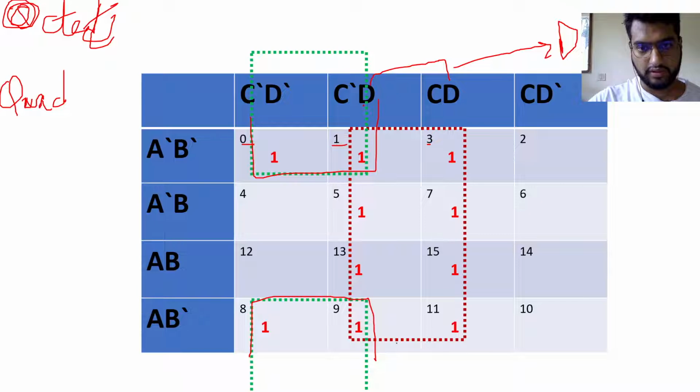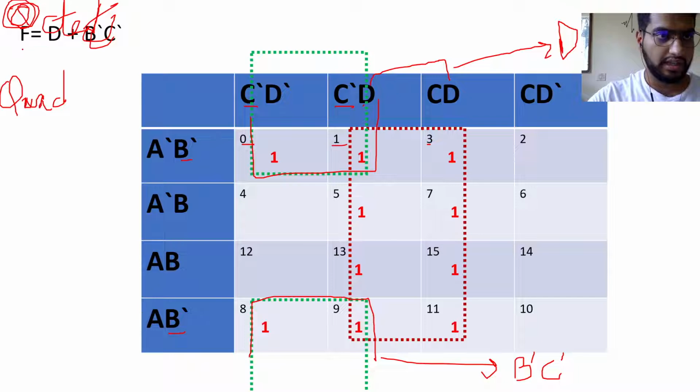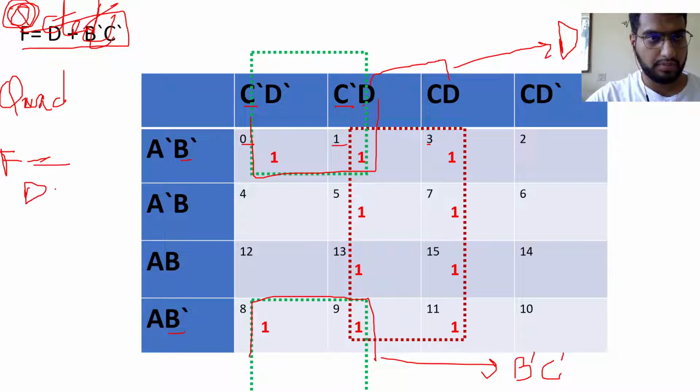And this chord will give us a term. A is changing. This will give us a term b dash c dash. So our final minimized expression after solving this four variable k-map according to the given conditions will be f is equal to d plus b dash c dash. So f is equal to d plus b dash c dash.